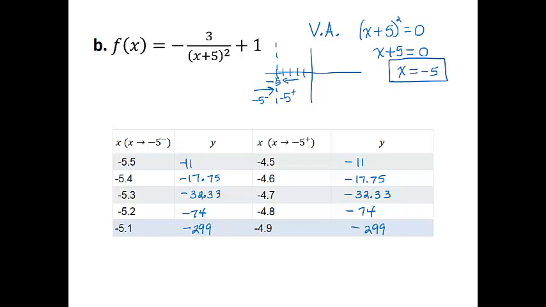And so as x is approaching negative 5 from the left, notice that our y values are more and more negative, right? They're going down to negative infinity, and they're doing the same behavior as we approach negative 5 from the right. So we would expect to see a graph that is approaching the asymptote in a downward direction.